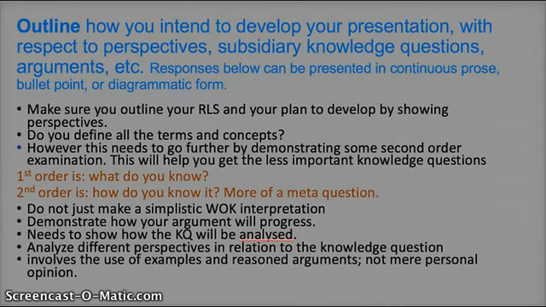Now there's way too much text on this slide, but it's still an important slide because we need to learn how to outline.